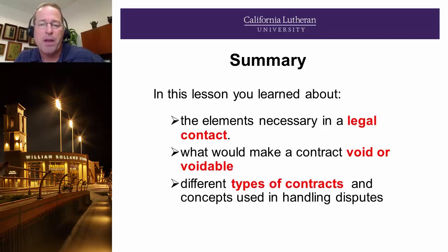So in summary, we've talked about some of the elements necessary in a legal contract, as well as what would make a contract void or voidable, and a brief discussion of different types of contracts and concepts used in handling disputes.